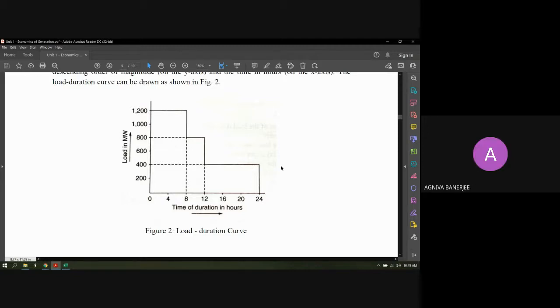It should be in multiples of 400. No, I'm not talking about generating capacity. How many units should be there, how many units we should install? 3. Very good, this is the correct answer.